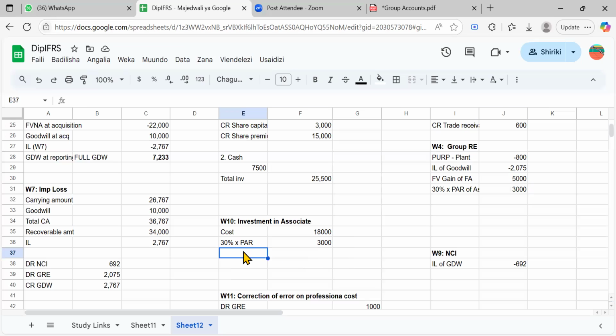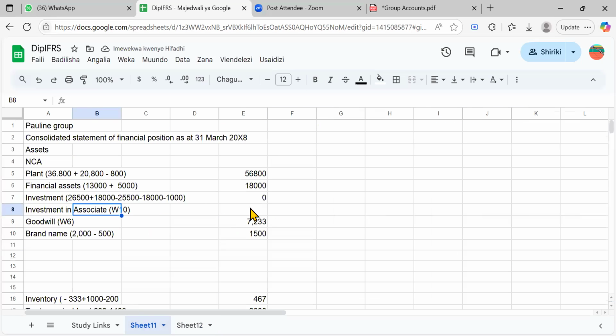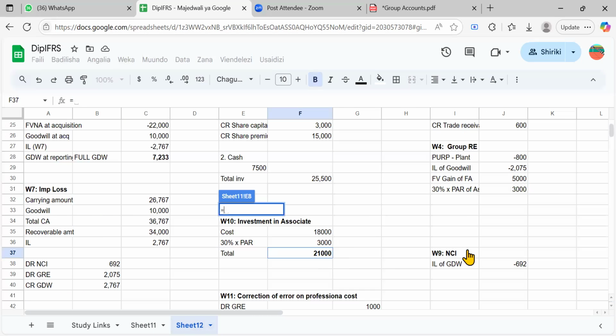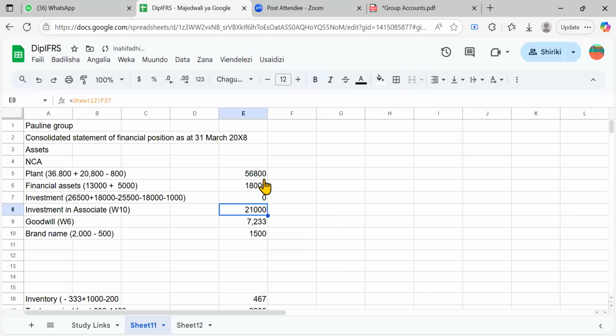How can you get the total now? Let's get the total. The total should be how much? 18 plus 3,000, which is 21,000, right? Yes. So we can just come here and say, okay, our investment in associate is 21,000. We have it there. Okay, let's go to goodwill. Goodwill, we have it already.